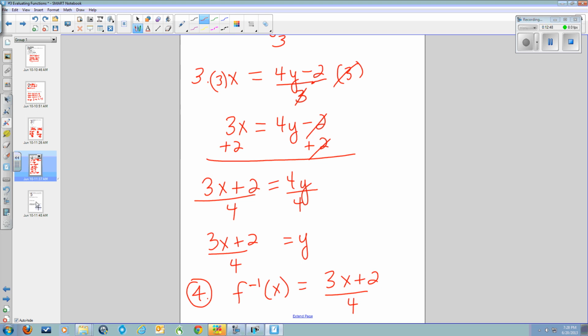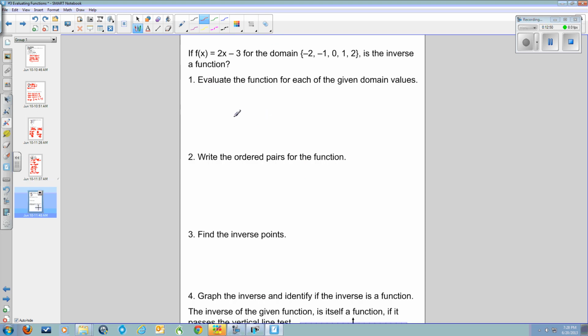So let's go on to the next page. You're given this problem: if f of x equals 2x minus 3 for the domain negative 2, negative 1, 0, 1, 2, is the inverse a function? Now remember, you can only have a function if its graph passes the vertical line test. So that's what we're going to be looking at here, but we're going to do this step by step. First of all, we want to evaluate the function for each of the given domain values.